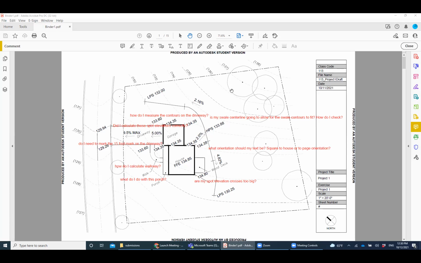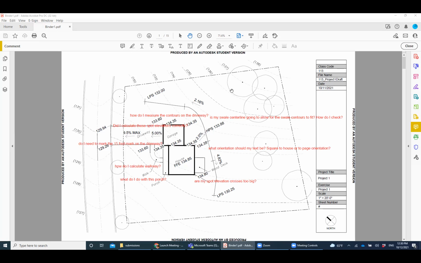So we have upper side, lower side. Okay, I see that your swale is in the right location. You have many questions here, which is great. Cross is too big. Some of them are representation, some of them are grading. I'm trying to locate which ones are grading. How do I measure the contours? Is my swale center line going to allow for the swale contours to fit? You probably need to rough it in to see whether or not you're able to fit all the contours between your center line and your building boundaries. How do you check? Well, we can show you in a minute.